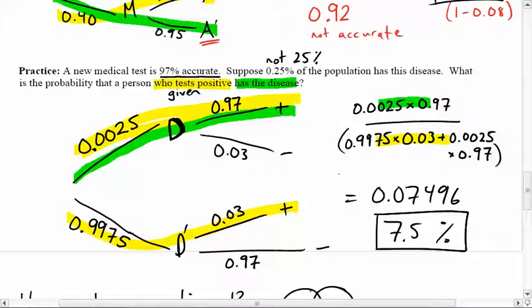So 7.5% of the population has the disease, or if they test positive, has the disease. That's a chance that if they do test positive, they have the disease. So that means that there's like 92.5% of people that test positive that don't actually have the disease at all. Yeah, it's a problem with the test. So unfortunately that happens.